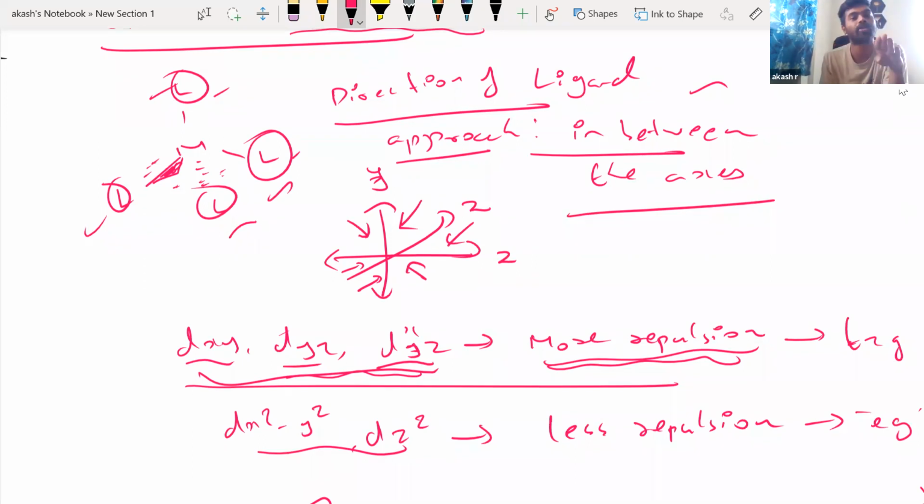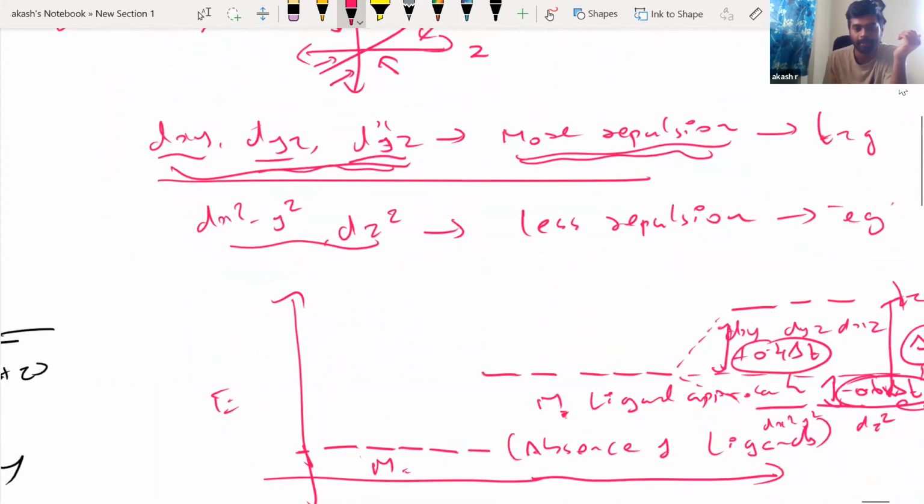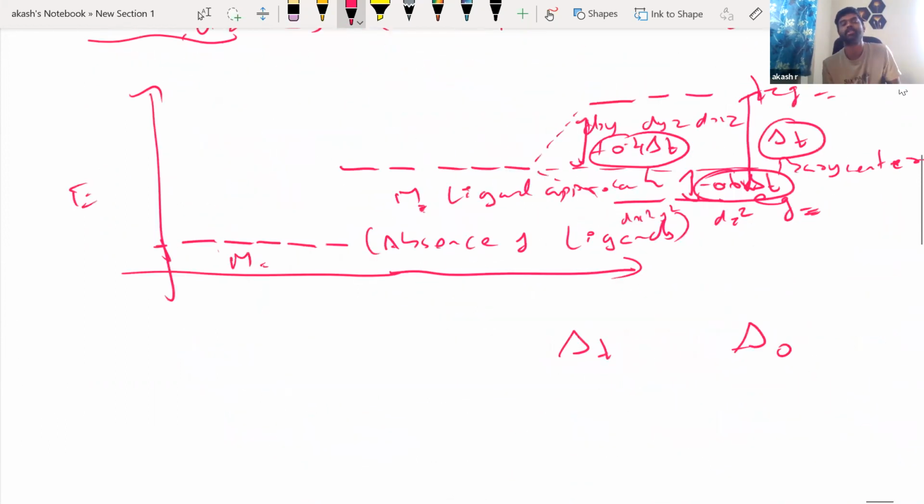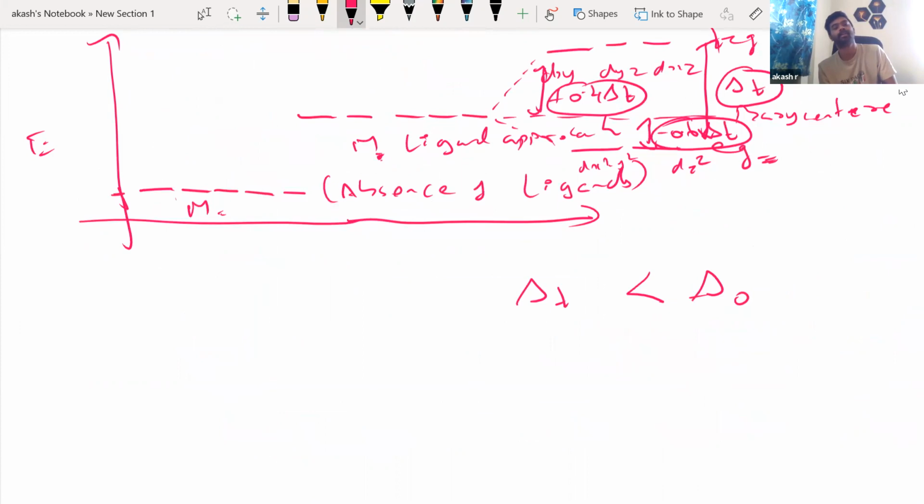Repulsion will be there, but not so much as in the case of octahedral complexes. It's all about higher repulsion: more ligands, more electrons, more repulsion. A tetrahedral complex has only 4 ligands, an octahedral has 6. That is the reason why the octahedral splitting energy is higher than the tetrahedral splitting energy. I hope this makes sense.